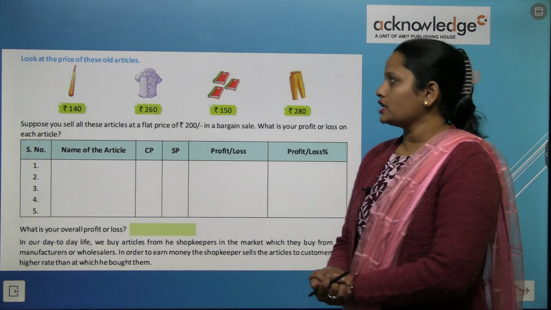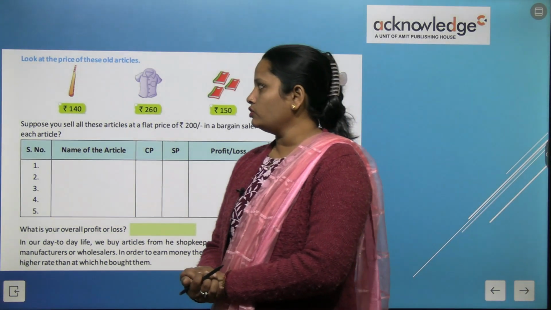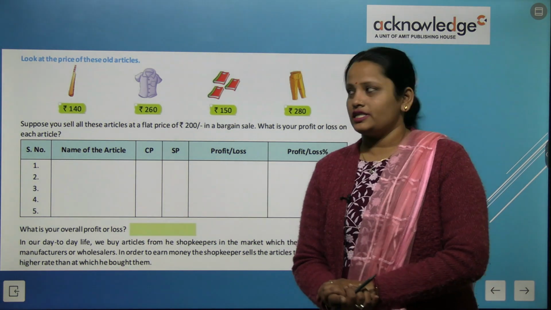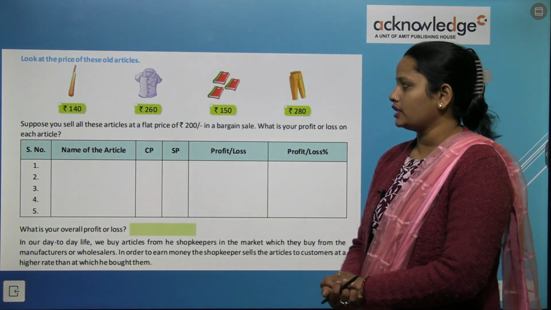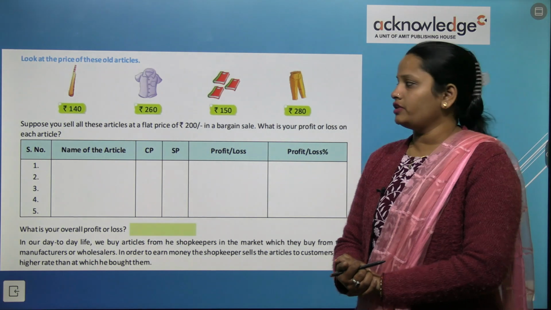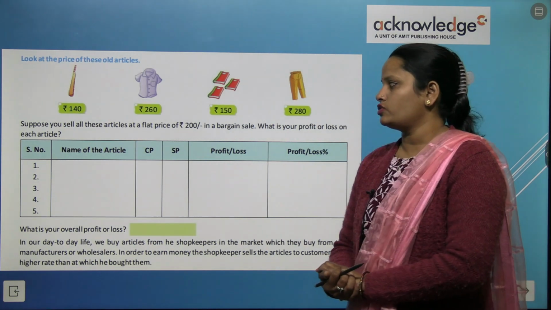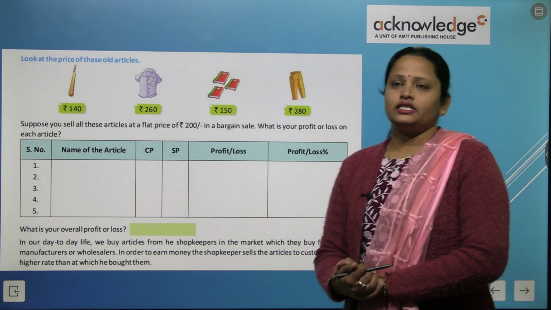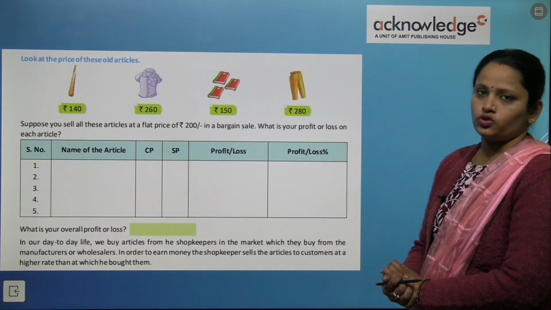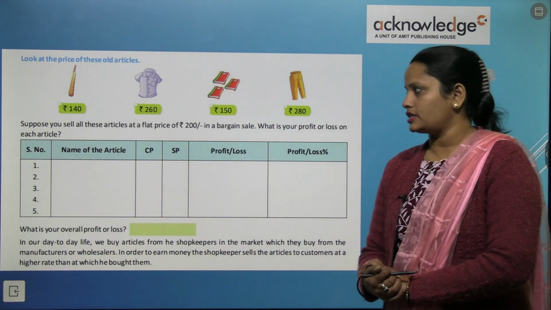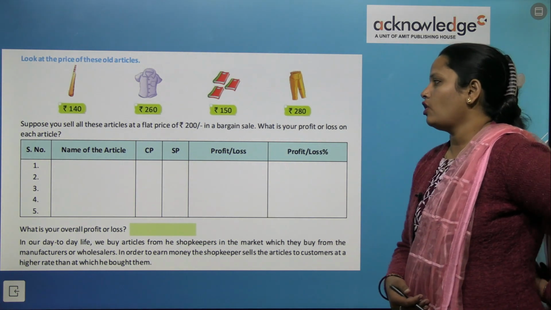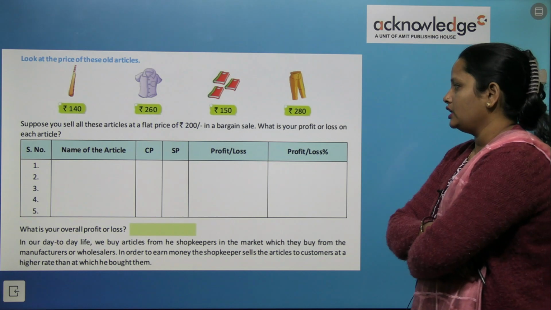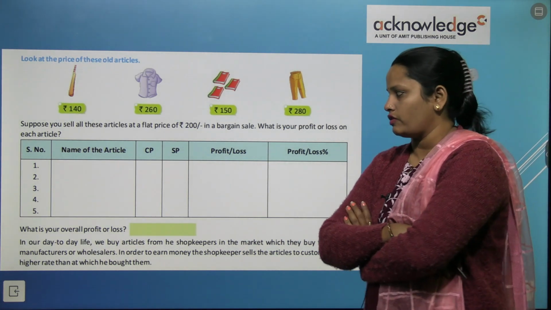So here you can see there are some pictures in front of you. Look at the pictures of these old articles. ये पुरानी चीजें हैं, इनकी pictures आपको दिखाई दे रहे हैं. Suppose you sell all of these articles at a flat price of 200. Means ये जितनी भी चीजें हैं आप उसको सेल में लगा रहे हो और आपको 200 rupees इसका प्राइस है. What is the profit or loss on each article? हर आर्टिकल पे आपको क्या प्रॉफिट है या फिर क्या लॉस है. This you have to find.